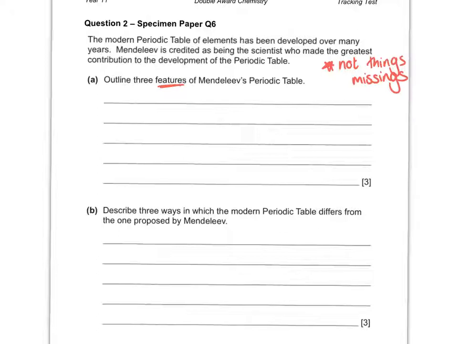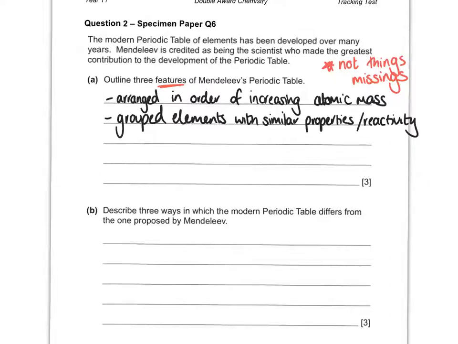So what we were looking for with this was things like, how did he order them? What order did he put them? And he arranged them in order of increasing atomic mass. So if that's something you missed, then write that in. Arranged in order of increasing atomic mass. Okay, how did he group his elements, for example? And he grouped elements that had similar properties or similar reactivity.